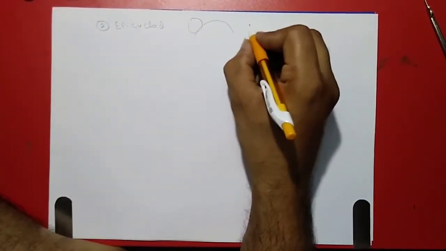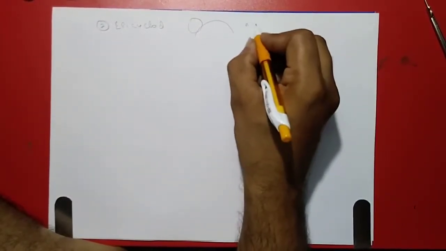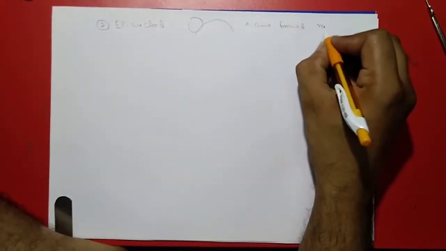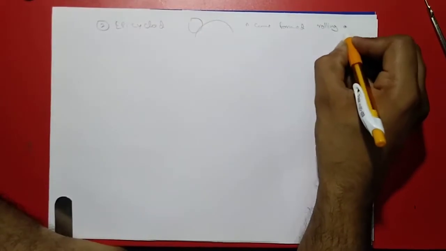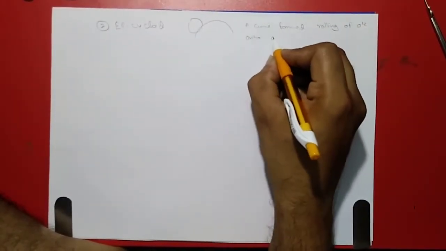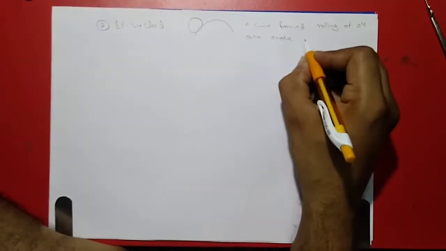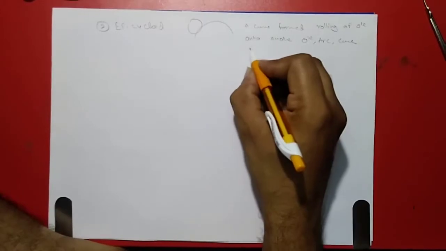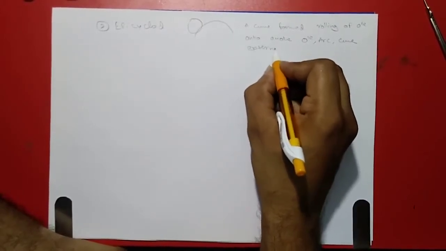So simply, I can take it as a curve formed by rolling of a circle onto another circle, arc or curve externally.